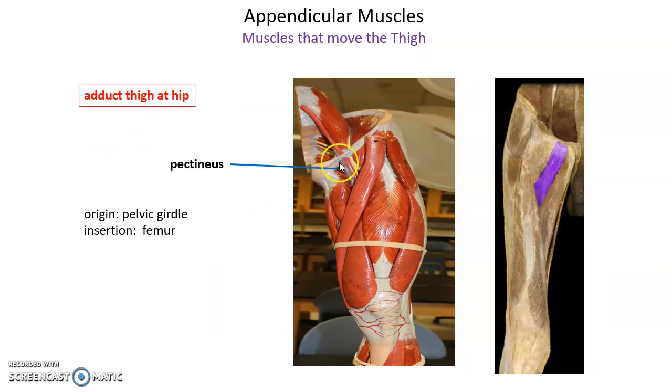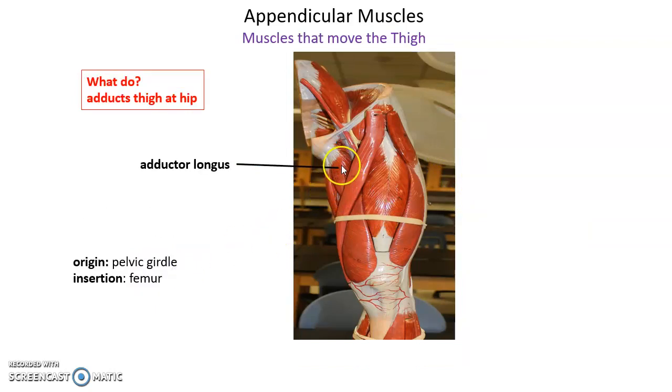We have a small little muscle nearby called pectineus. See here, pectineus at an angle. Its origin is the pelvic girdle, inserts into the femur, and it helps in adduction and pulling the leg back down. It's stuck out to the lateral side.